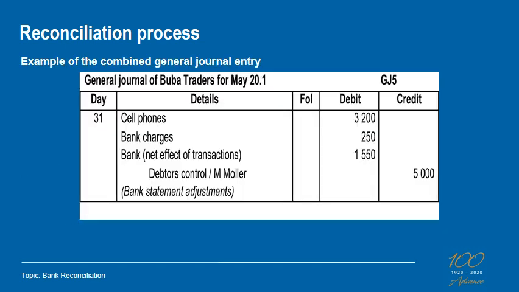This is an example of a combined general journal entry where all the transactions affected the bank. The bank is then the net effect, the 1,550 Rand. That is basically the balancing figure in the end to let the debit and the credit side add up to the same total.